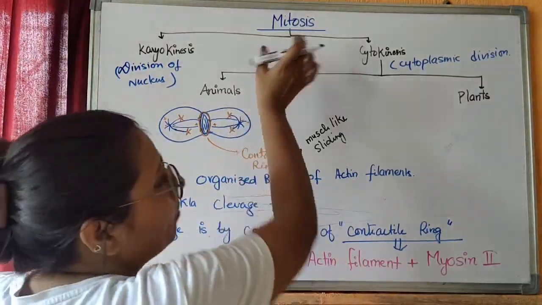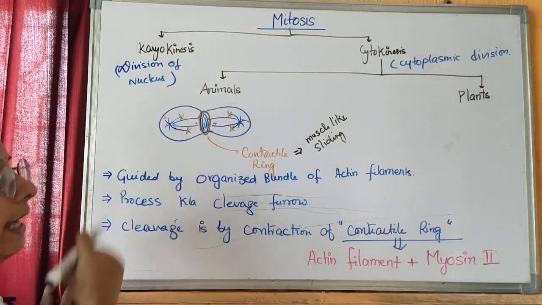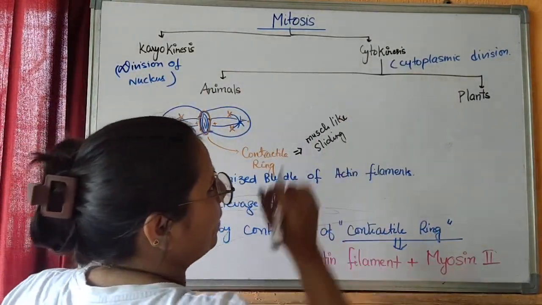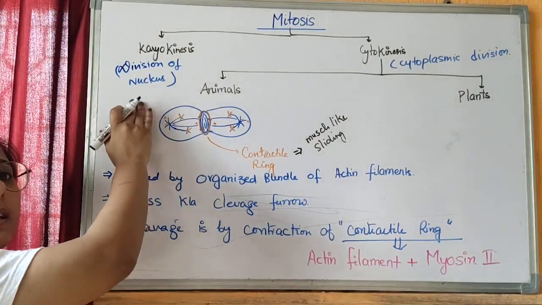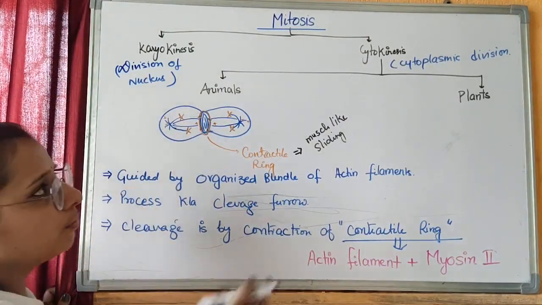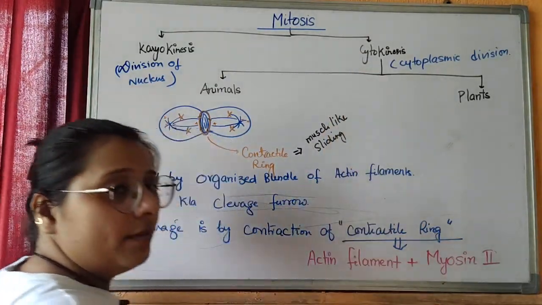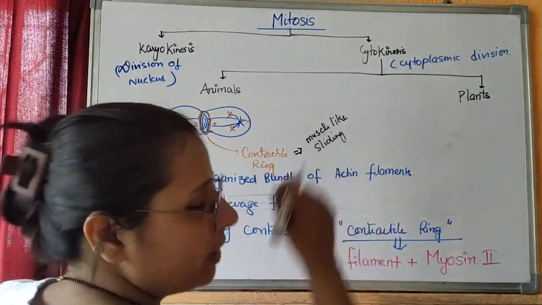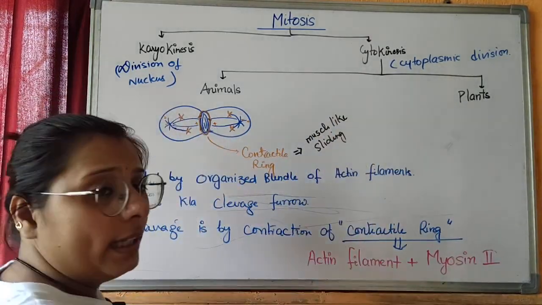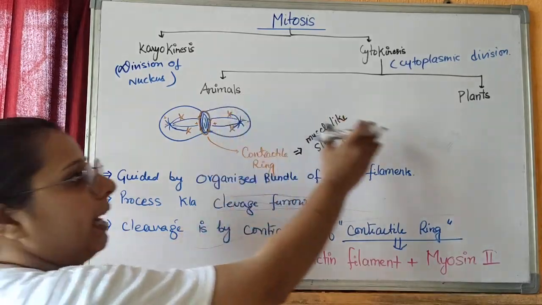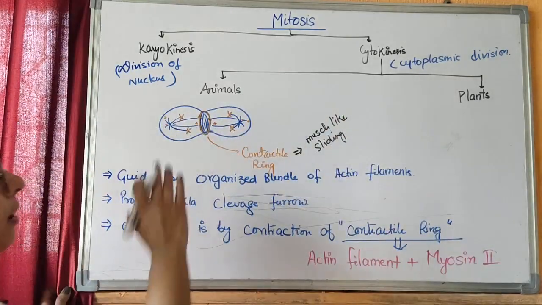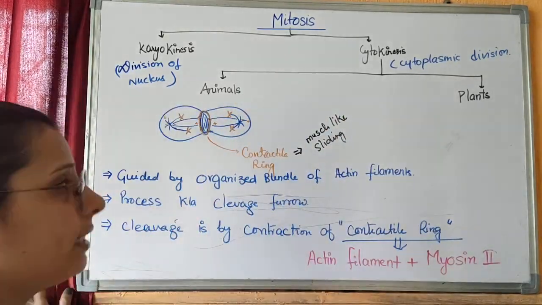Now we know that mitosis includes both karyokinesis and cytokinesis. The karyokinesis is the division of the nucleus or chromosomes, and cytokinesis is the division of the cytoplasmic material of a cell. But this cytokinesis is variable in animals and plants. First we will study the cytokinesis in animals.